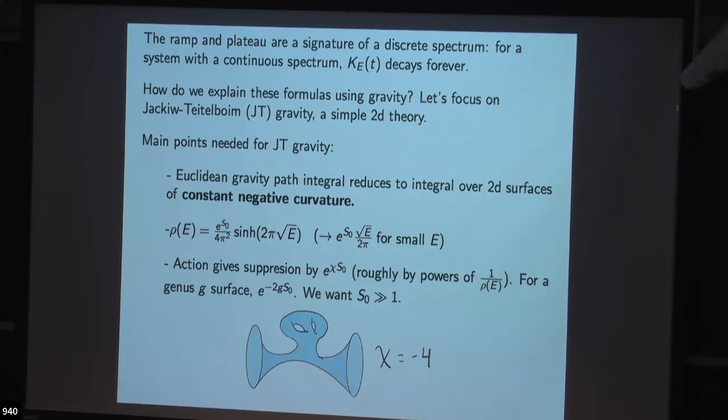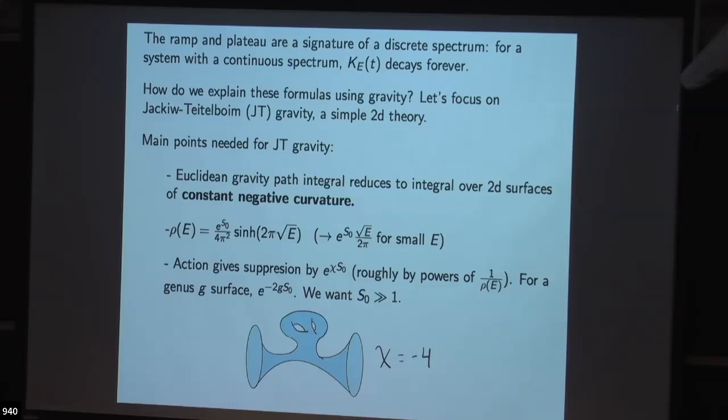And the last point we need to know is that the JT gravity action has a term which is proportional to the Euler character of the manifold you're evaluating it on, multiplied by S0. So what this does is it suppresses contributions of surfaces with higher topology. So the more negative your Euler character, the more powers of 1 over e to the S0, or roughly 1 over rho of E, the surface is suppressed by.